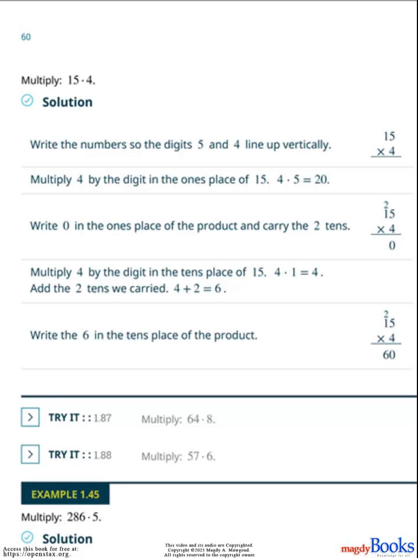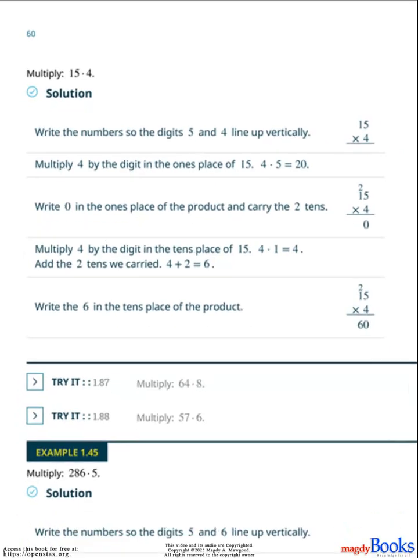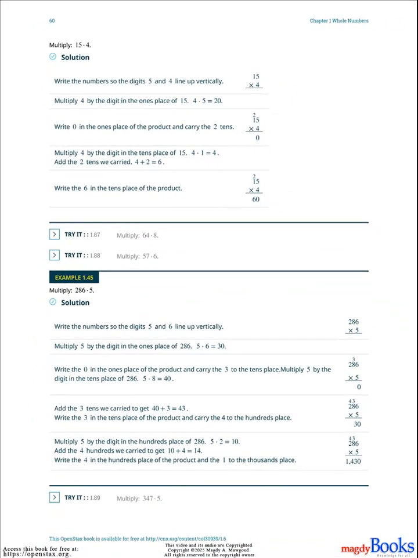Try it 1.87. Multiply 64 · 8. Try it 1.88. Multiply 57 · 6. Example 1.45. Multiply 286 · 5. Solution. 1. Write the numbers so the digits 5 and 6 line up vertically. 2. Multiply 5 by the digit in the ones place of 286.